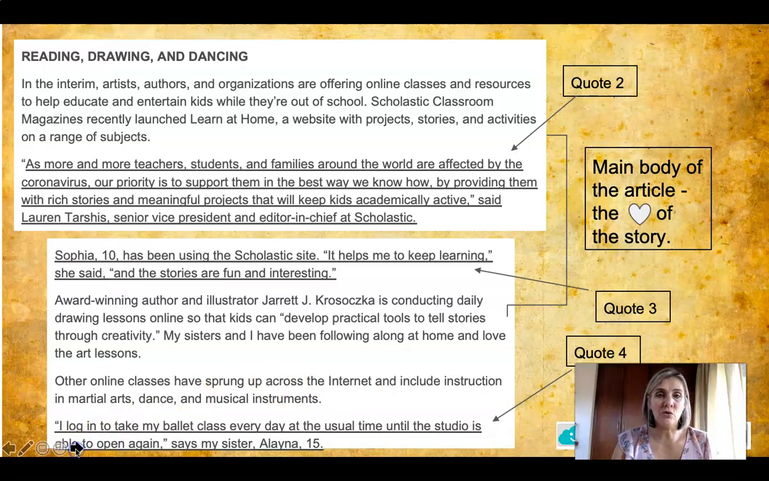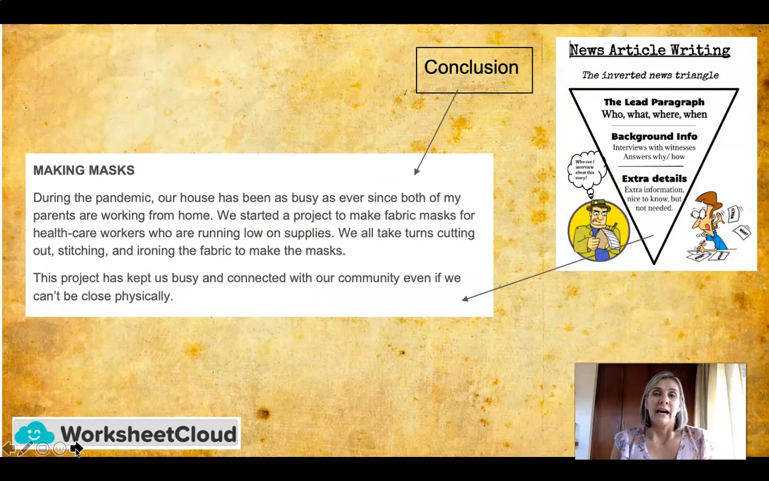And then to end off, Truman ends off with his conclusion, making masks. During the pandemic, our house has been as busy as ever since both of my parents are working from home. We started a project to make fabric masks for healthcare workers who are running low on supplies. We all take turns cutting out, stitching, and ironing the fabric to make masks. This project can keep us busy and connected with our community, even if we can't be close physically.